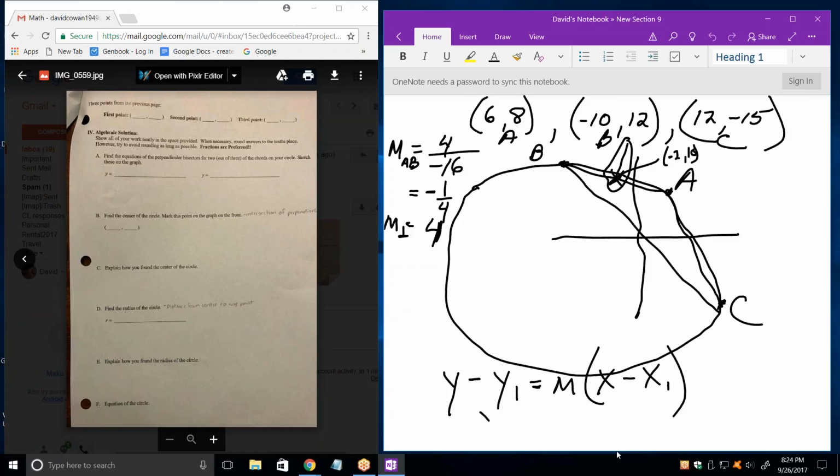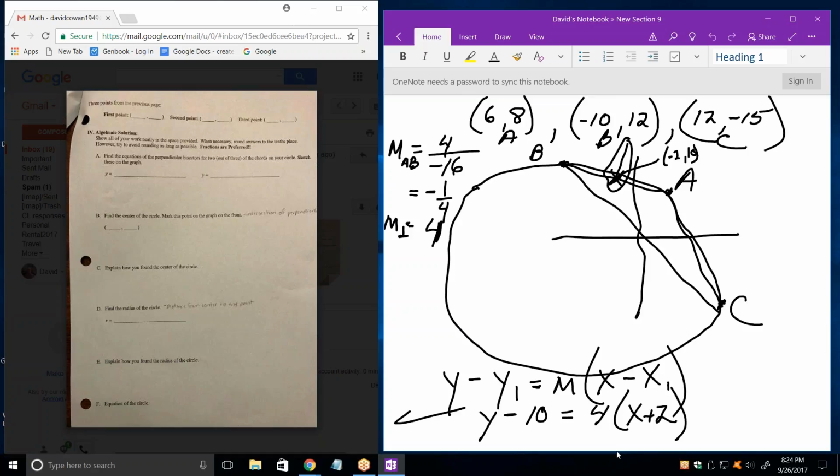So it would be y minus y1, which is 10. So y minus 10 is equal to the slope, which is 4, times x minus negative 2, which is x plus 2. So there's the equation they're looking for. However, they wanted it in slope-intercept form, so I have to do a little bit more work.